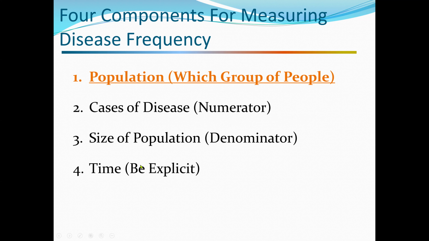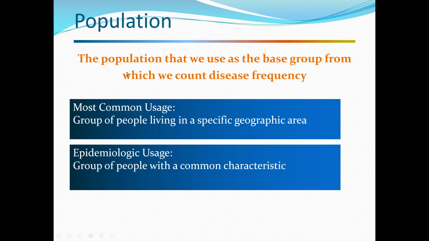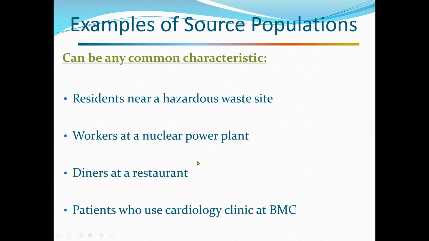So first, we start with the population, which we say is the group of people. Normally, a population is what we use as a base group from which we count disease frequency. We have two types of usage. The most common usage will be the group of people living in a specific geographical area. Epidemiologic usage will be a group of people with a common characteristic. Now, examples of source populations. A population can be defined by any common characteristic. For example, we may have residents near a hazardous waste site, or workers at a nuclear power plant, or diners at a restaurant, or patients who use the cardiology clinic at BMC.